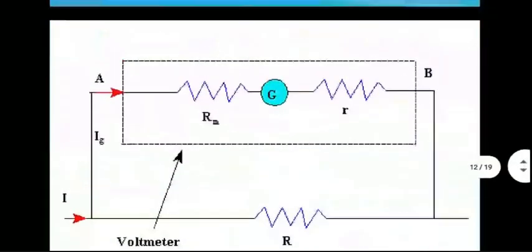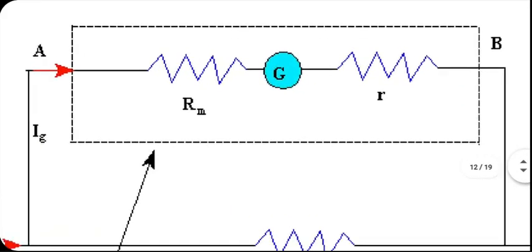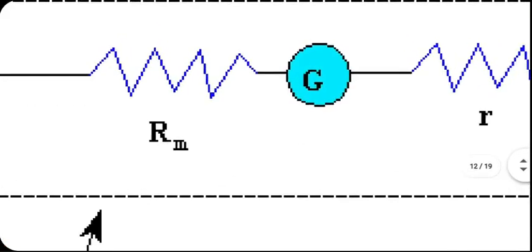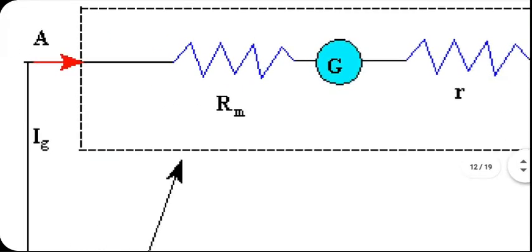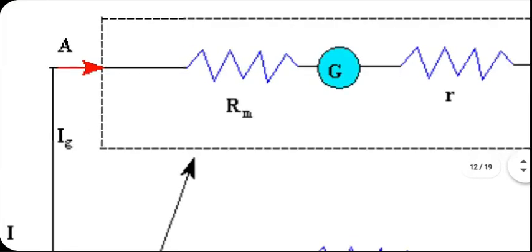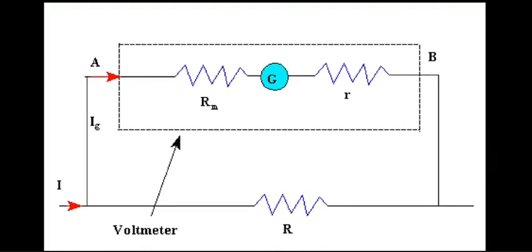This is the circuit diagram for a voltmeter. The galvanometer itself is denoted by capital G along with the small r, which is the internal resistance of the galvanometer. In addition to that, you put an extra resistance in series. They are calling it RM, I think. Fine. Whatever you want to call it, that's okay.